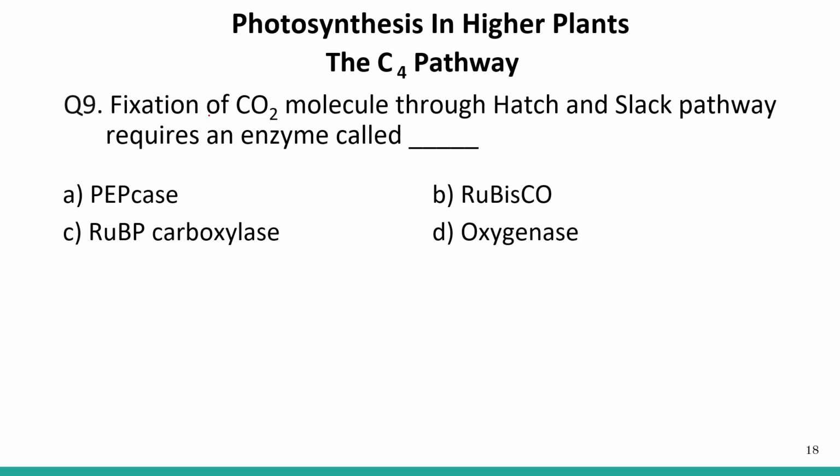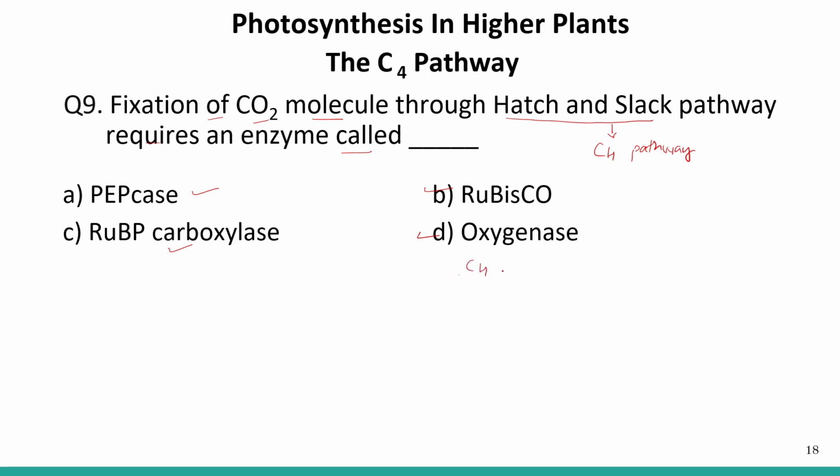Now coming to the next question, which is: fixation of carbon dioxide molecule through the Hatch and Slack pathway requires an enzyme called. So what is the Hatch and Slack pathway? It is basically the C4 pathway. Okay, the C4 pathway is also known as the Hatch and Slack pathway. Okay, now which enzyme is involved here? They are asking. First is PEP carboxylase, second is Rubisco, then we have RuBP carboxylase, and the fourth is oxygenase. Okay, so what should be the answer?